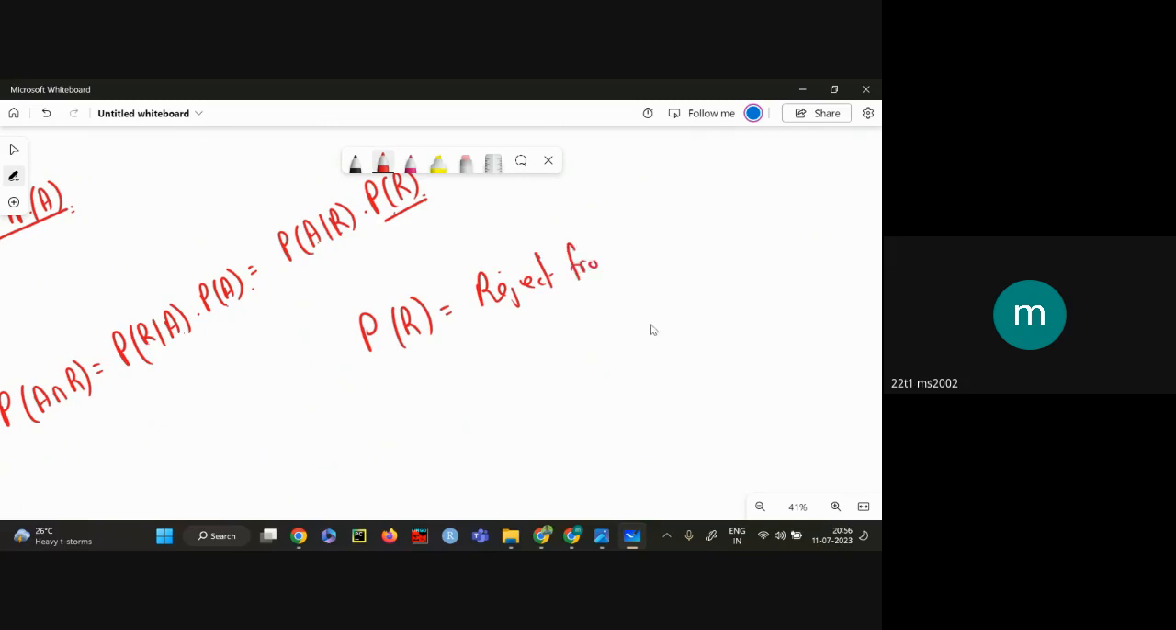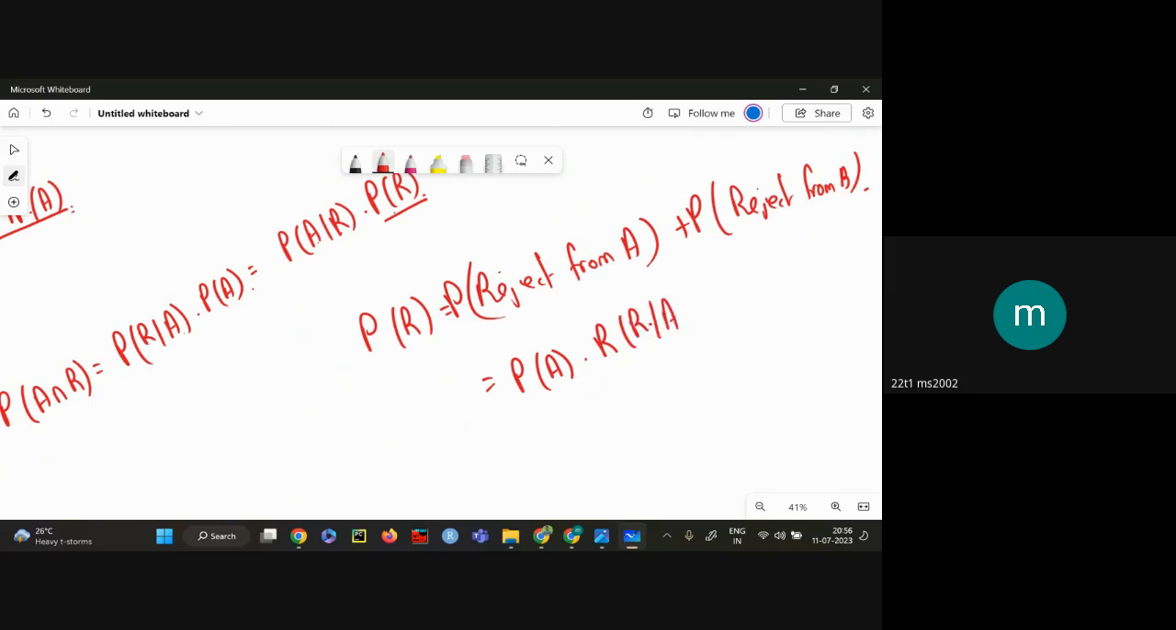Reject from A, plus the probability of rejection from B. So what is the probability of rejecting from A? Yes, whatever you have written on the screen is right. So probability of A into probability of rejection given A, plus probability of B into probability of rejection given B. This is your marginal probability of rejection.